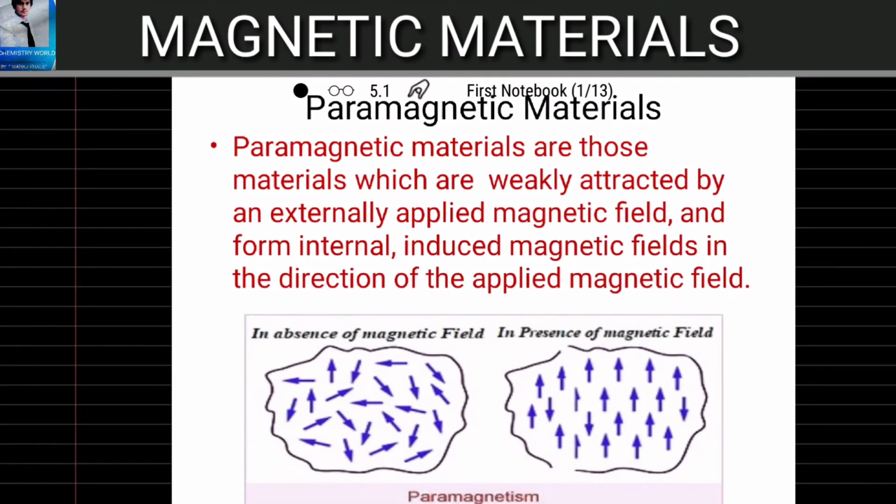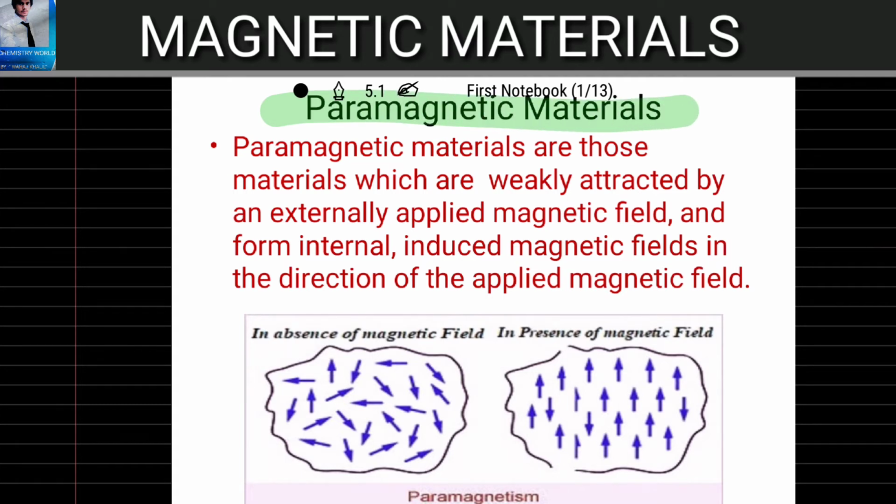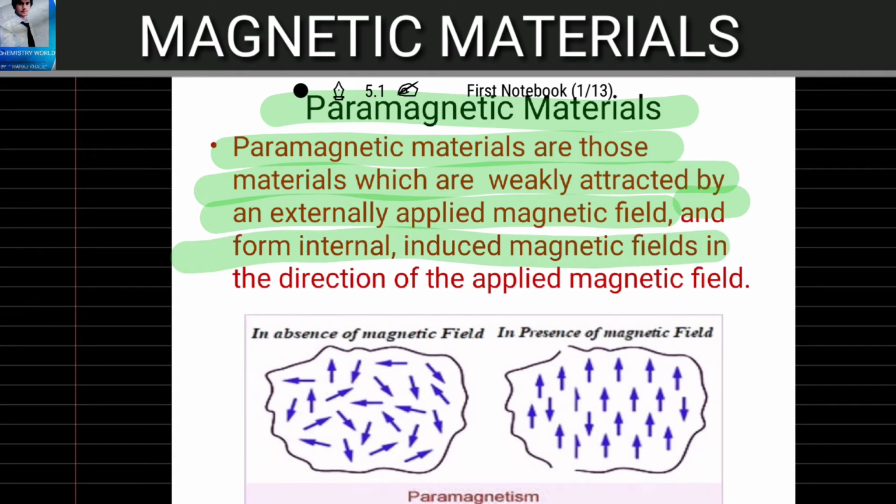Paramagnetic materials. Paramagnetic materials are those materials which are weakly attracted by an externally applied magnetic field and form an internal induced magnetic field in the direction of the applied magnetic field.